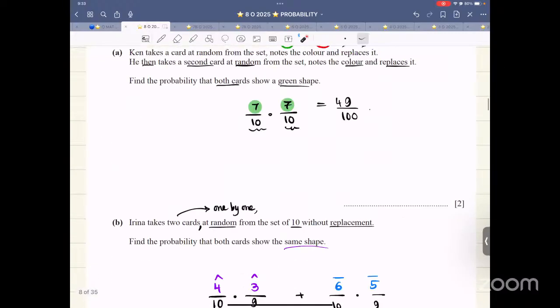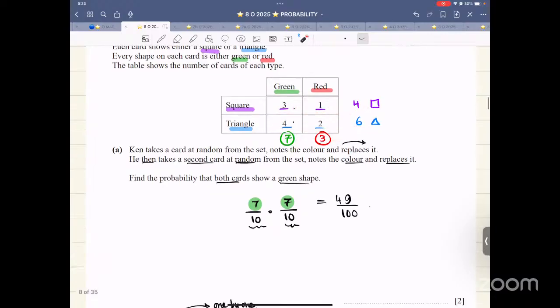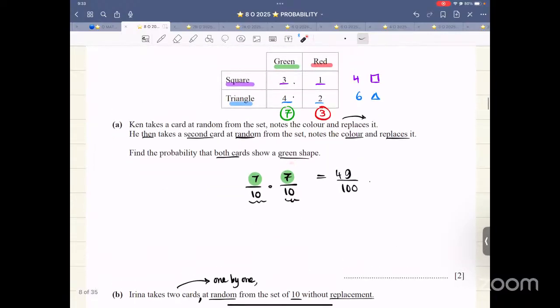Let me show you the working. First of all, there are 7 green, there are 2 red, there are 4 squares, there are 6 triangles. Both show a green shape. So this is 7. Replacement is there. The color of green does not change. The total does not change. So 7 over 10 into 7 over 10, that's 49 over 100.